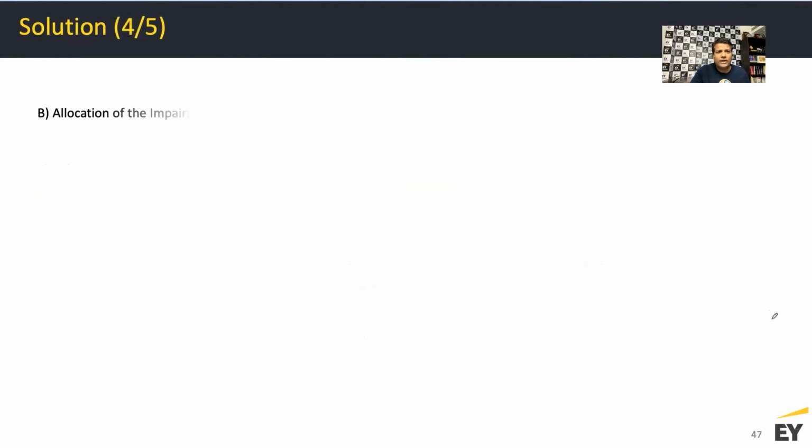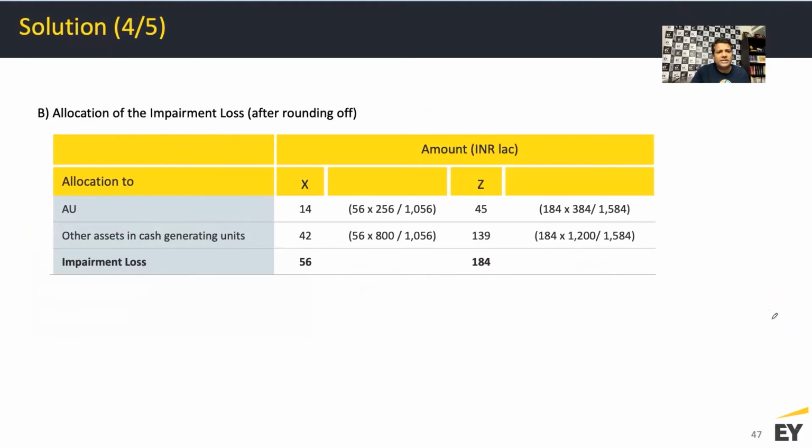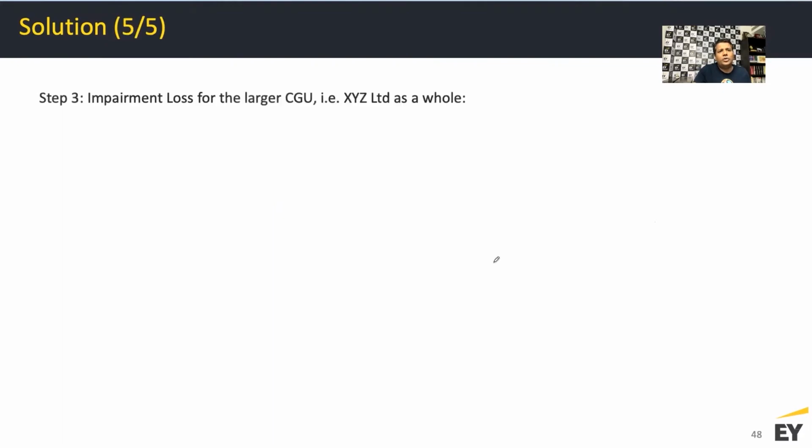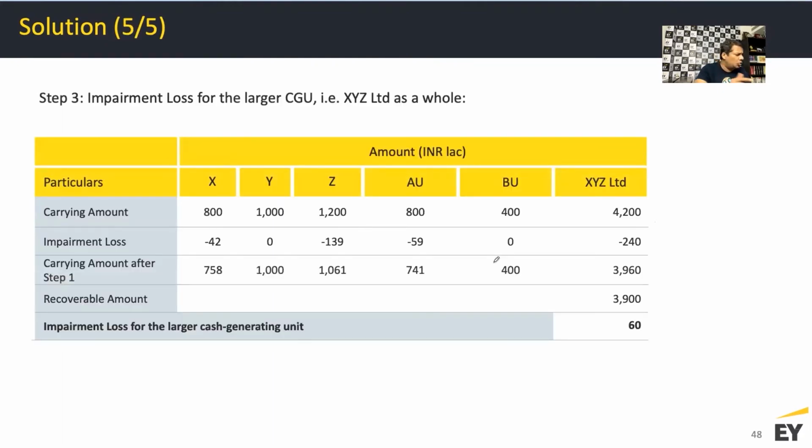So I'm going to already record this impairment loss, 56 and 184. This is getting allocated to the corporate asset, and this is getting allocated to other assets. I'm going to allocate this in this proportion. And then I'm going to look at the impairment loss for the larger CGU, which is XYZ. So you have in total 4200, and the impairment loss which I have already recorded is 240.